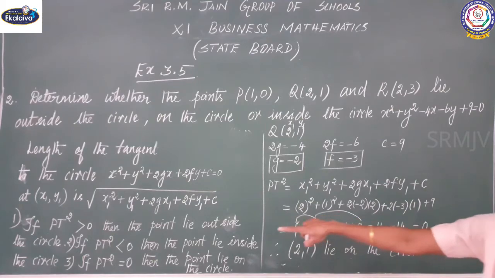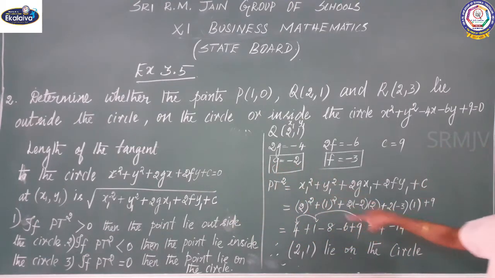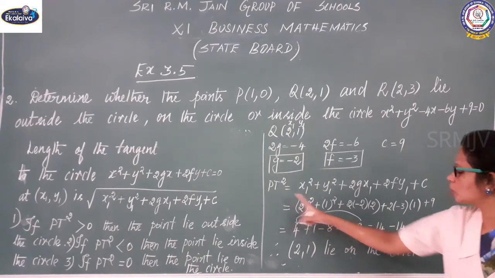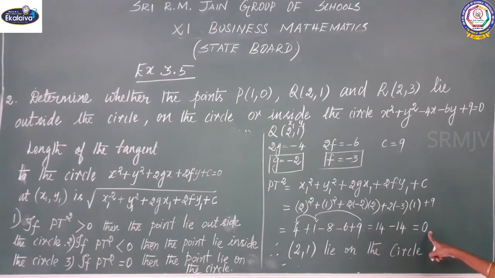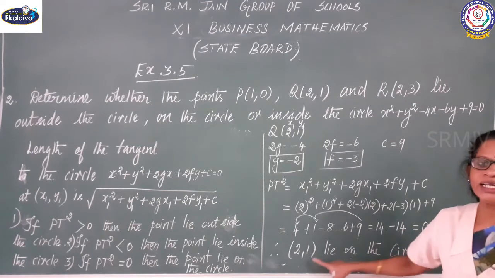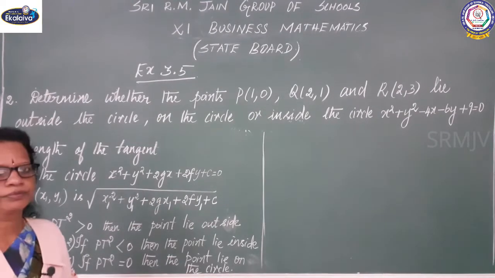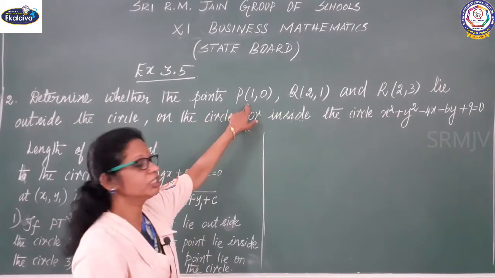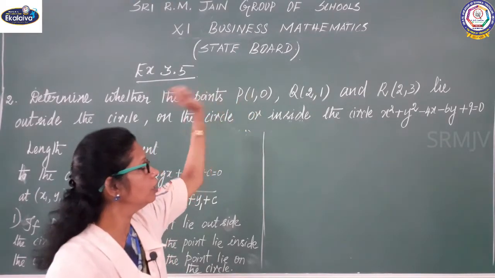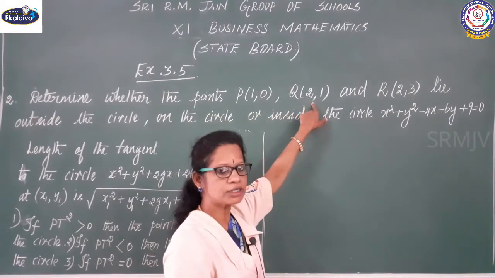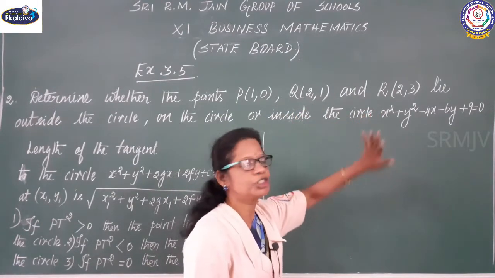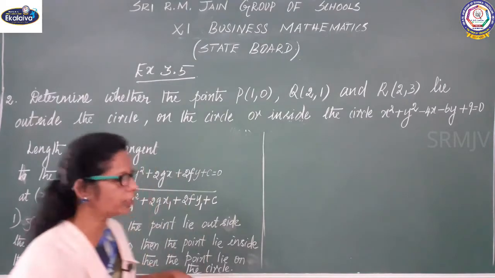PT square greater than 0, the first one it shows, so the point lies outside the circle we said. Here PT square equal to 0 we arrived. What is our conclusion? The point lies on the circle. We said one point lies outside the circle, this lies on the circle, right? What is the condition of 2 comma 3? We are going to check, right?